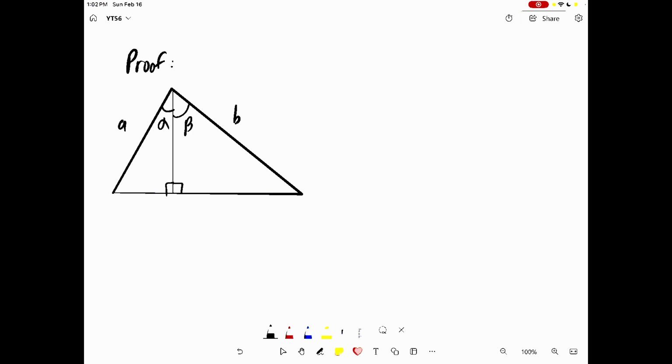Now, before we go into the perpendicular and the areas of the smaller triangles, we're going to figure out the area of the big triangle. How do we do that? We use the sine angle side formula. That basically means we have 1/2 of A times B times the sine of alpha plus beta, and this is going to be equal to the area of the triangle.